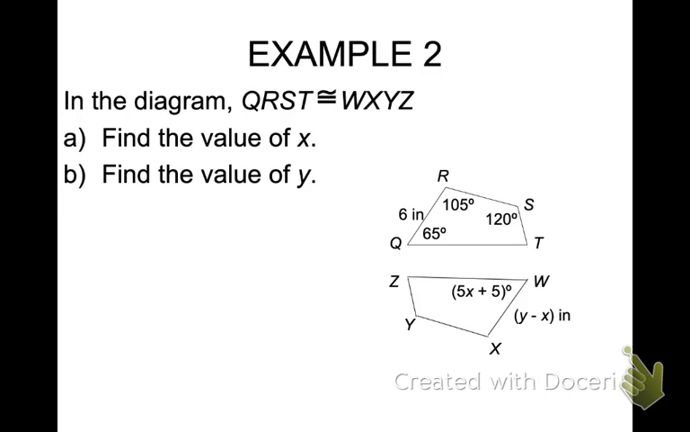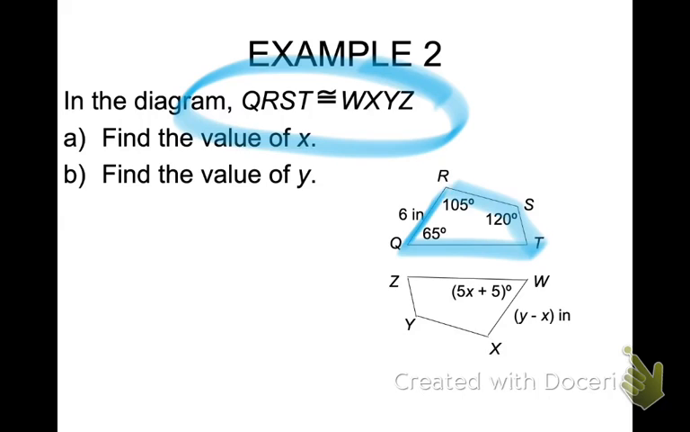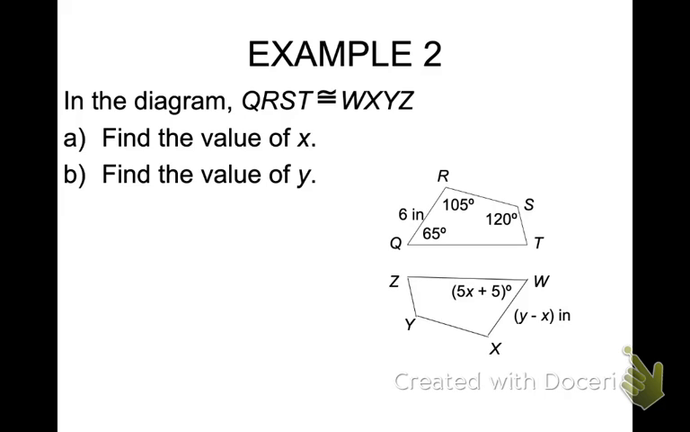Okay, so our last example here. Now we no longer have congruent triangles. In this case, we have congruent quadrilaterals. So when we do a congruent statement for anything larger than a triangle, we just list the vertices in order. We don't put a little symbol in front of it. So notice that the top quadrilateral has vertices of Q, R, S, T, and the bottom one has W, X, Y, Z. So we're going to use that congruent statement in order to solve for x and y.